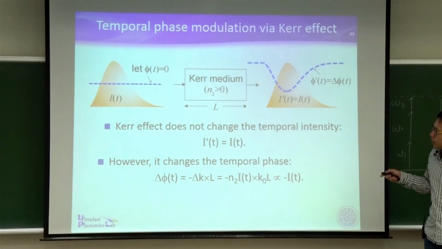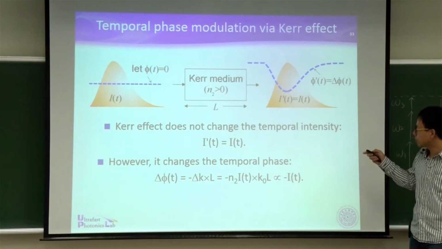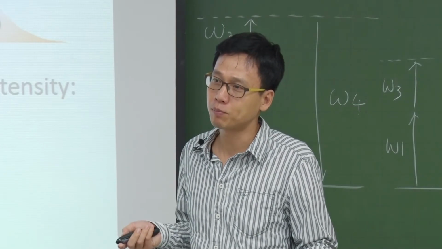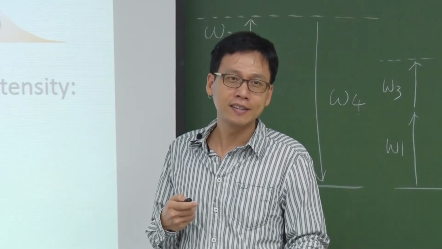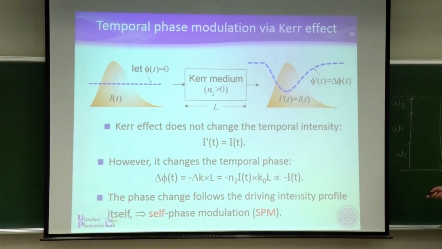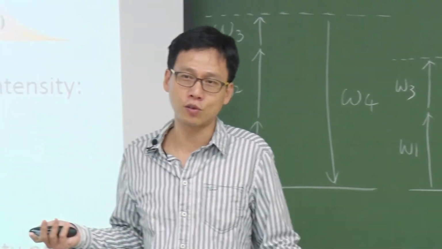So the input is a constant phase, and at the output the intensity hasn't changed, but the phase will copy the shape of the intensity. If you have a Gaussian intensity, you have a Gaussian phase. If you have a triangular intensity, you have a triangular phase, but upside down because of the minus sign. So the phase change follows the driving intensity profile itself. That's why this phenomenon is called self-phase modulation, the SPM effect, because the phase change is due to the driving light intensity itself, not by some external source.